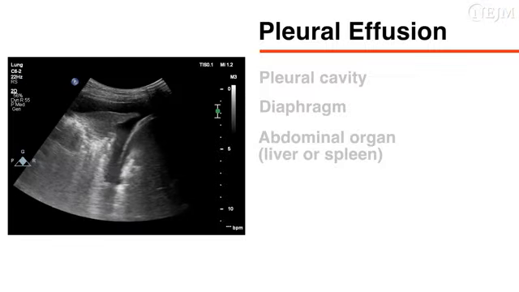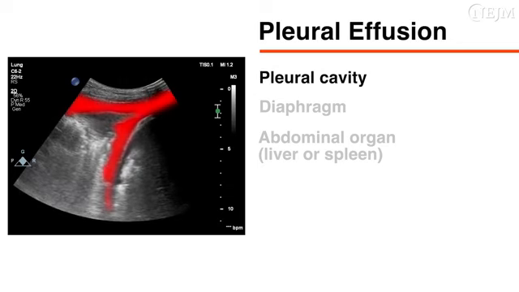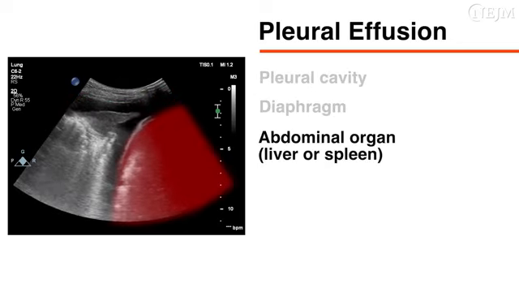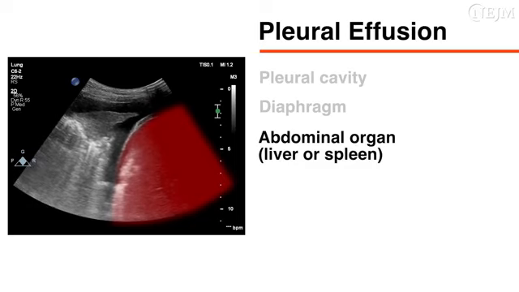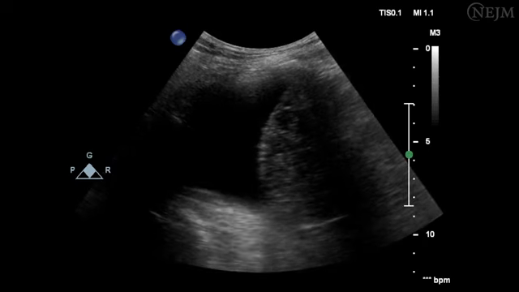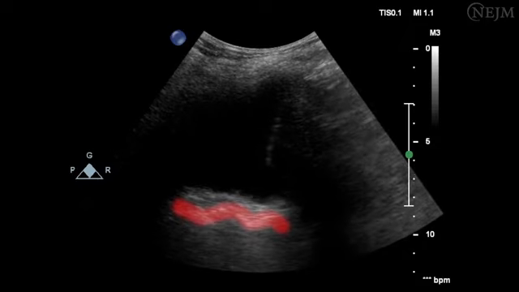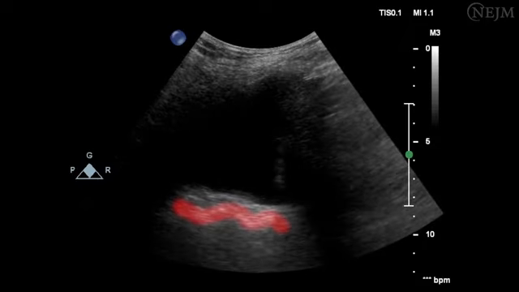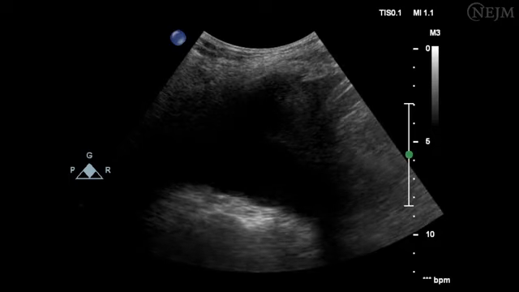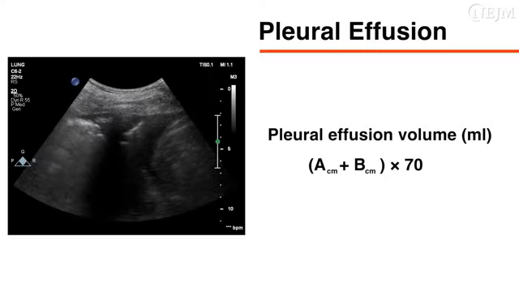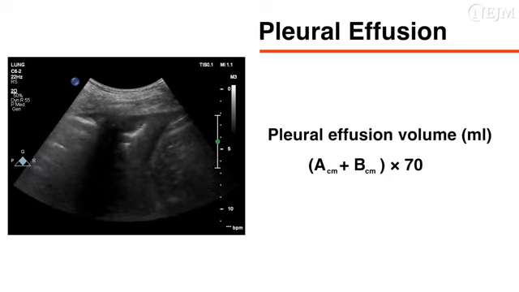You should visualize 3 elements: the pleural cavity, the diaphragm, and an abdominal organ, either the liver or the spleen. Together, looking at these regions will make it possible to pinpoint the exact location of the fluid. In some cases, you may see the thoracic spine during ultrasound examination. This constitutes a nonspecific finding known as the spine sign, which indirectly indicates the presence of fluid in the pleural cavity.